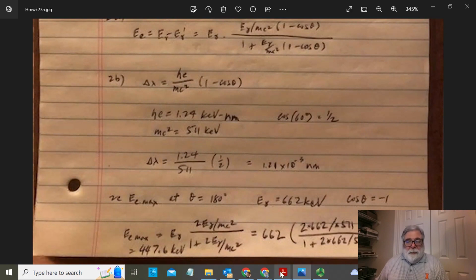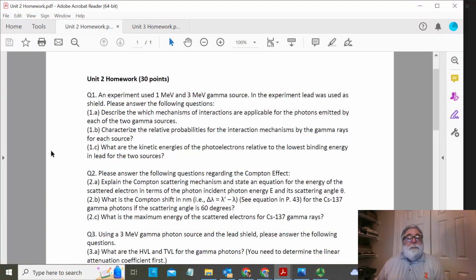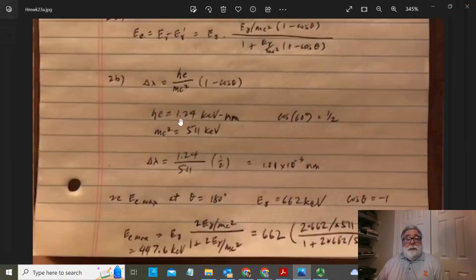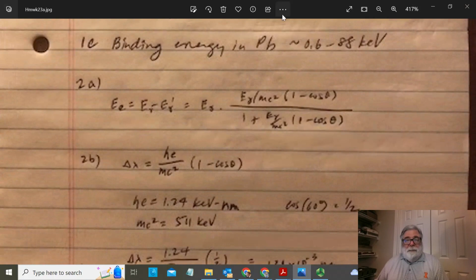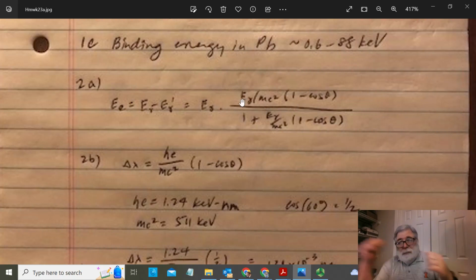Let's go back to our question. What is the maximum energy of the scattered electron for cesium-137? To do that problem, I use this formula that I derived. Maximum energy transfer occurs when the photon comes in and scatters at 180 degrees. That imparts the most energy to the electron.